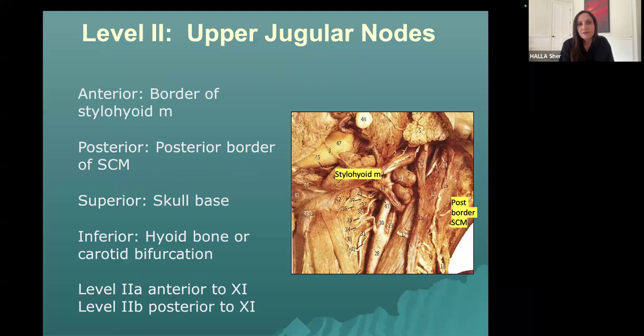Level 2, we also refer to this as the upper jugular nodes, and this is bound anteriorly by the stylohyoid muscle, which we see here.